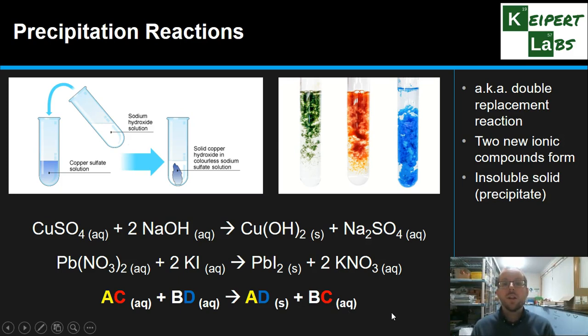Now, there are rules that we can use to help us identify which will be the precipitate. It's not something that you can just look at and think, oh yeah, that's about right. We have determined what kinds of compounds are soluble and insoluble. We call those solubility rules, but we're not going through that at the moment.